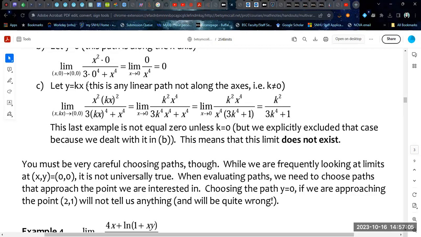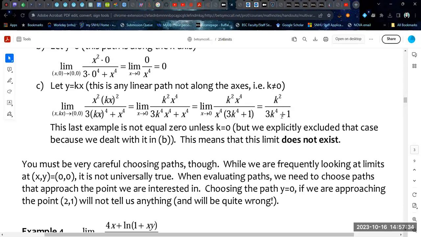Because if the direction that you're taking toward the origin changes the value, then there's different values for the limit, and therefore the limit doesn't exist. So if I were to choose k equals 0, I would get 0. But if I were to choose k equals 1, then I would get 1/4, which is not the same as 0. And therefore, this limit does not exist.